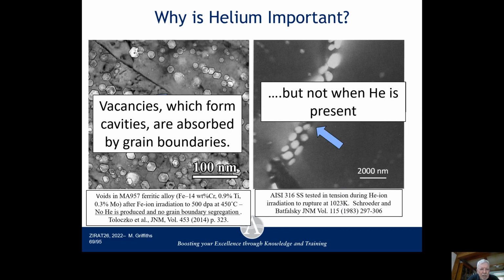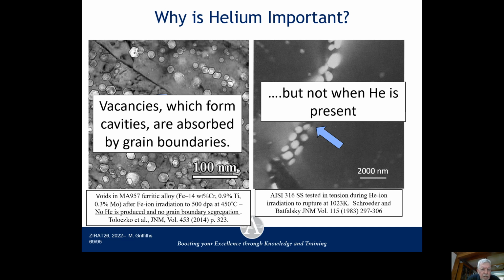Anyway, the essence of helium embrittlement amounts to what helium does. Well, what helium does is it stabilizes cavities on grain boundaries. In this case, we got 316 stainless steel with He ion irradiation and tested to rupture at 750 degrees centigrade.